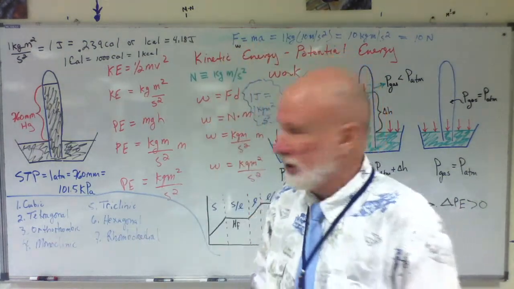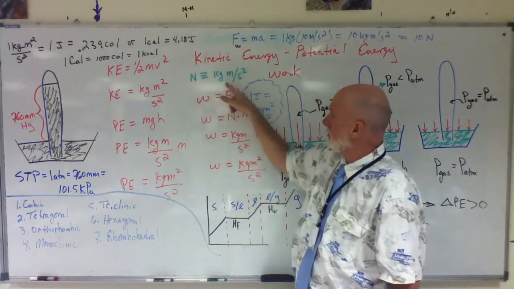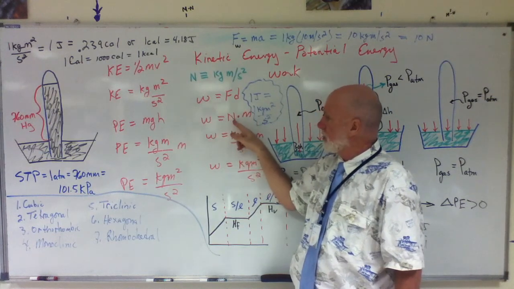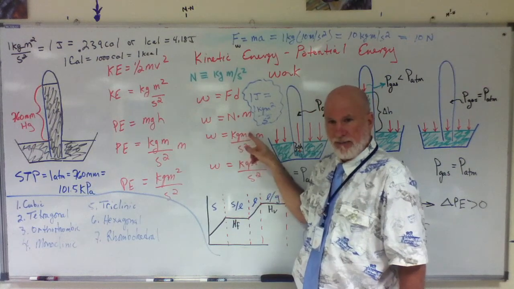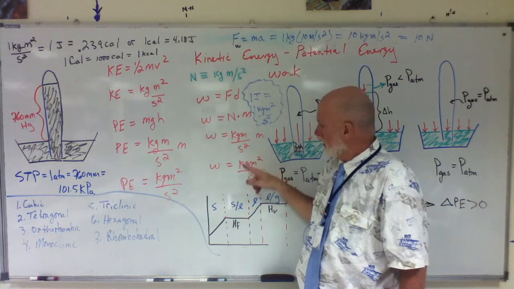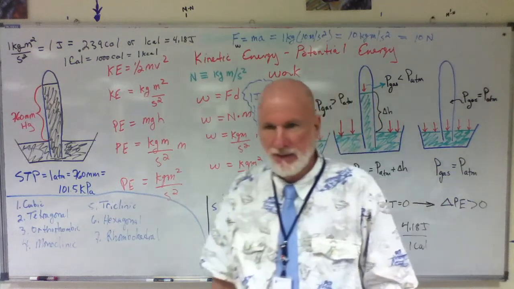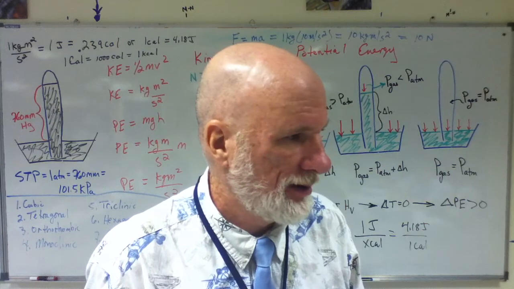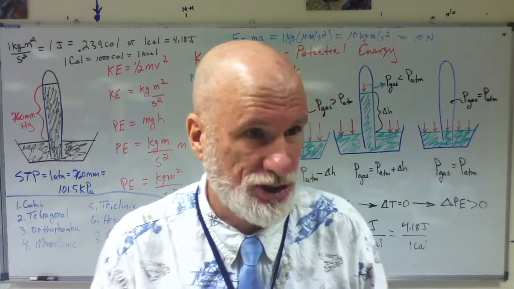Now, work is force times distance. There's Newton. Work is force times distance. So that's going to be Newton, force, times distance, meter. I know that Newton is kilogram meter per second squared times meter. Correct? So that's going to be kilogram meter squared per second squared. Easy? So don't let anybody ever tell you that work isn't energy. It's energy. It's mechanical energy.